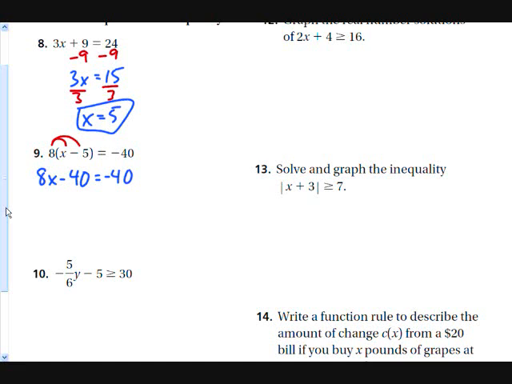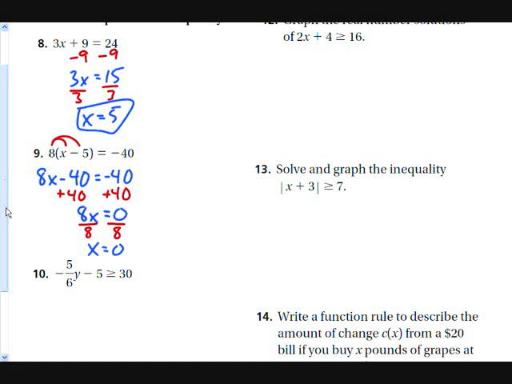And now I'm going to add the 40 to each side. So I'm undoing order of operations. That gives me 8x equals 0. Now I have to divide each side by 8. And when I do that, I find out that x equals 0. And that's okay. We're allowed to have 0 as an answer.